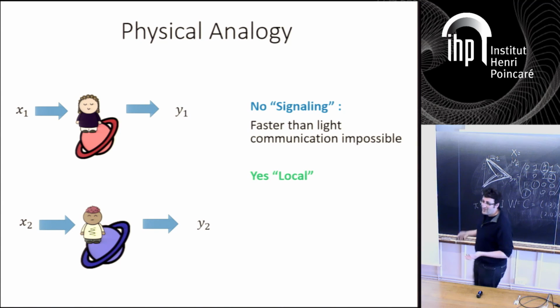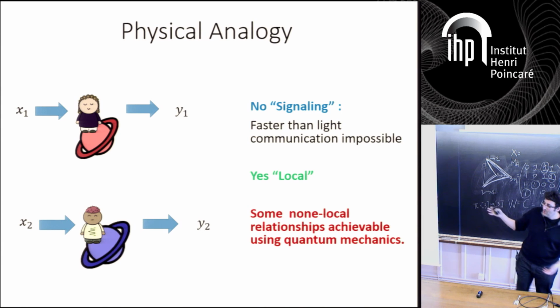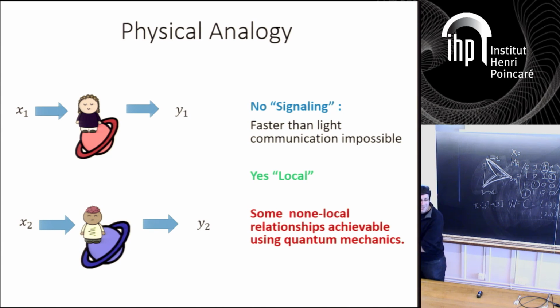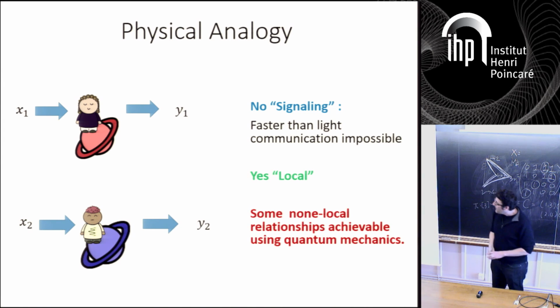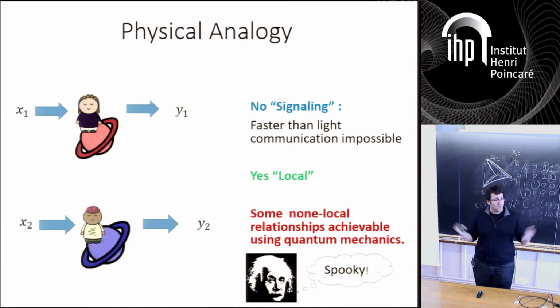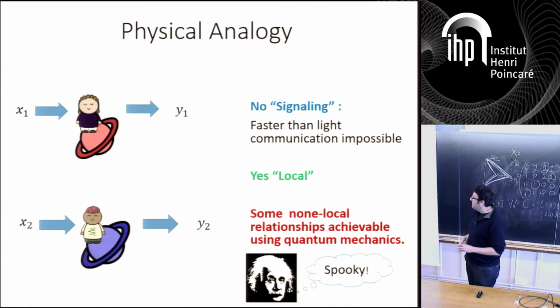Again, you can do local strategies. That's easy. Just agree on the strategy ahead of time. But it turns out that in the quantum world, if these two users have some entangled quantum state that they shared before they got on these planets, maybe at some point they were on Earth together, then there are some non-local relationships that are achievable using quantum mechanics. Einstein thought this was spooky, and actually thought it was an argument against why quantum mechanics should work. That's why we call these types of relationships spooky.